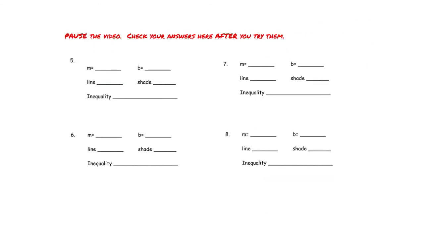All right, turn your paper over. I want you to try these 4. I've given you the graph. What I want you to do is go through and find the slope, the y-intercept, and then I want you to write a line or an equation, but I want you to look at the kind of line and which way it's shaded. I want you to try that first. Go ahead and pause the video. When you start the video back up, I'll go through the answers very quickly and you can check them.